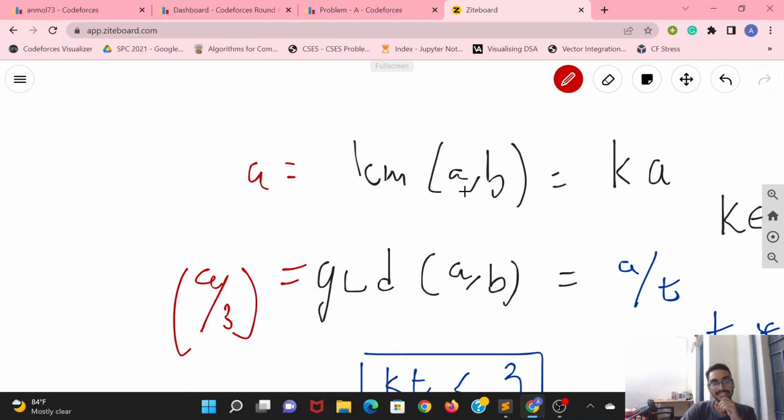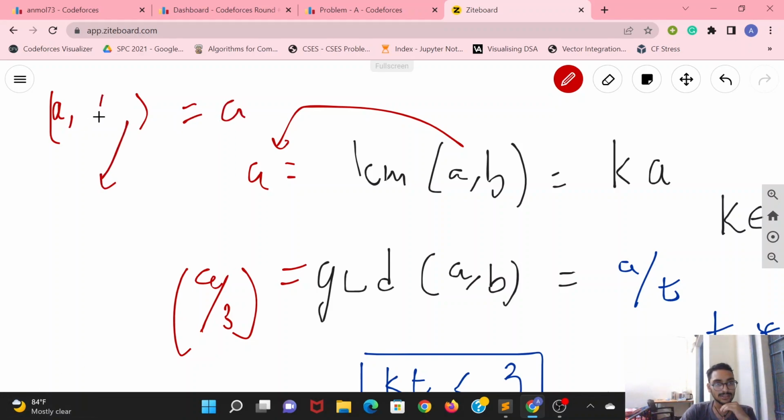Okay, so in this case, since A is greater than or equal to B, one number we know here is A. So LCM of A comma something is equal to A. So basically this something is a factor of A.